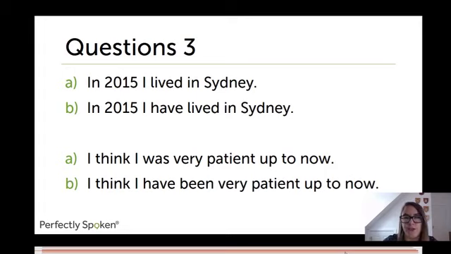A. In 2015 I lived in Sydney. Past simple. B. In 2015 I have lived in Sydney. Present perfect. Which one is correct? And the final two. A. I think I was very patient up to now. Past simple. Or B. I think I have been very patient up to now. Which one is correct? So in each pair there's only one that's correct.